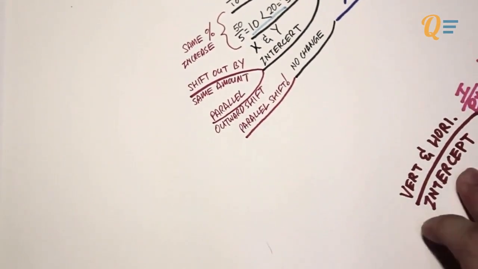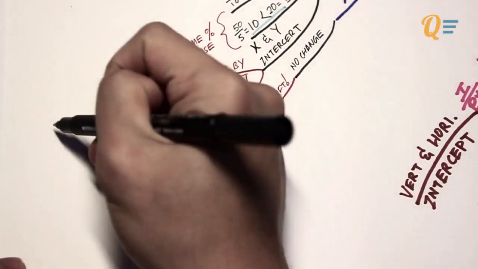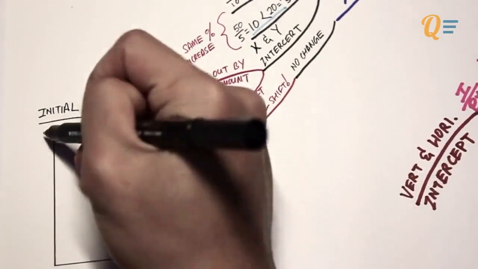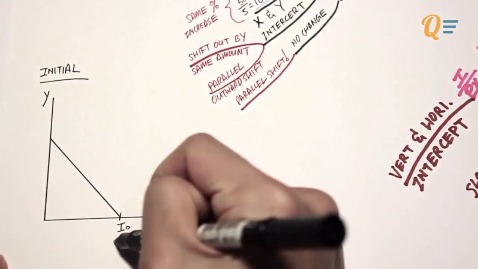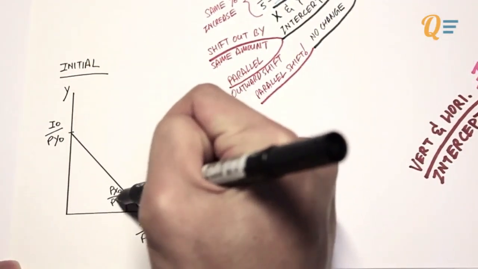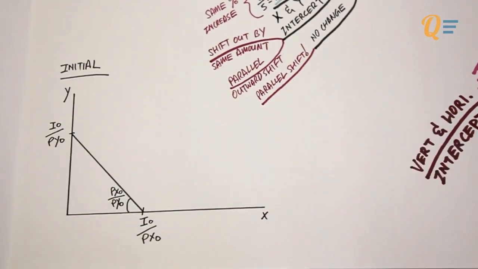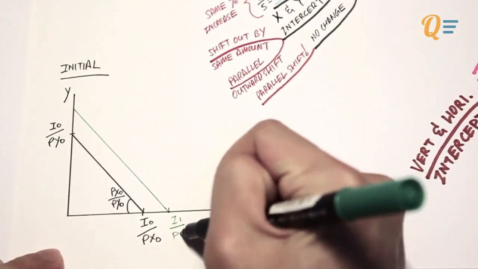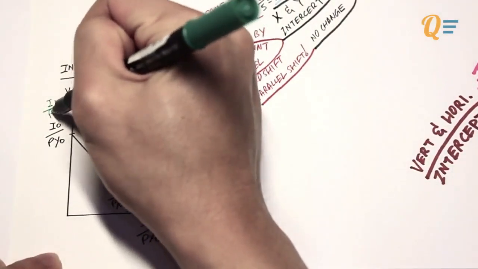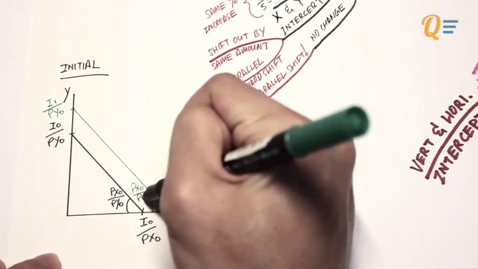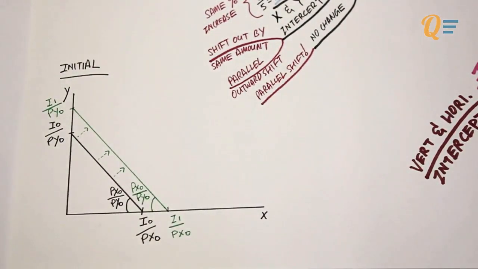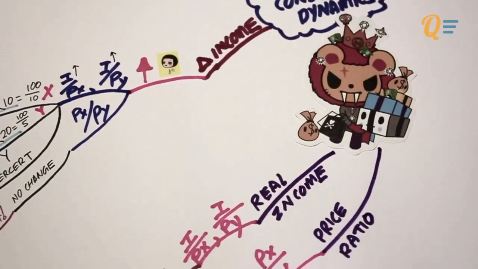So let me just show you graphically what this should look like. Let me quickly draw the initial scenario of the budget constraint. Take note of the notations that I'm using. Initially, we've got values of I0, Px0, Py0. When the budget constraint shifts in a parallel manner outwards, the notations will change. Instead of I0, I'm using I1 now. This is the result of increasing your nominal income.